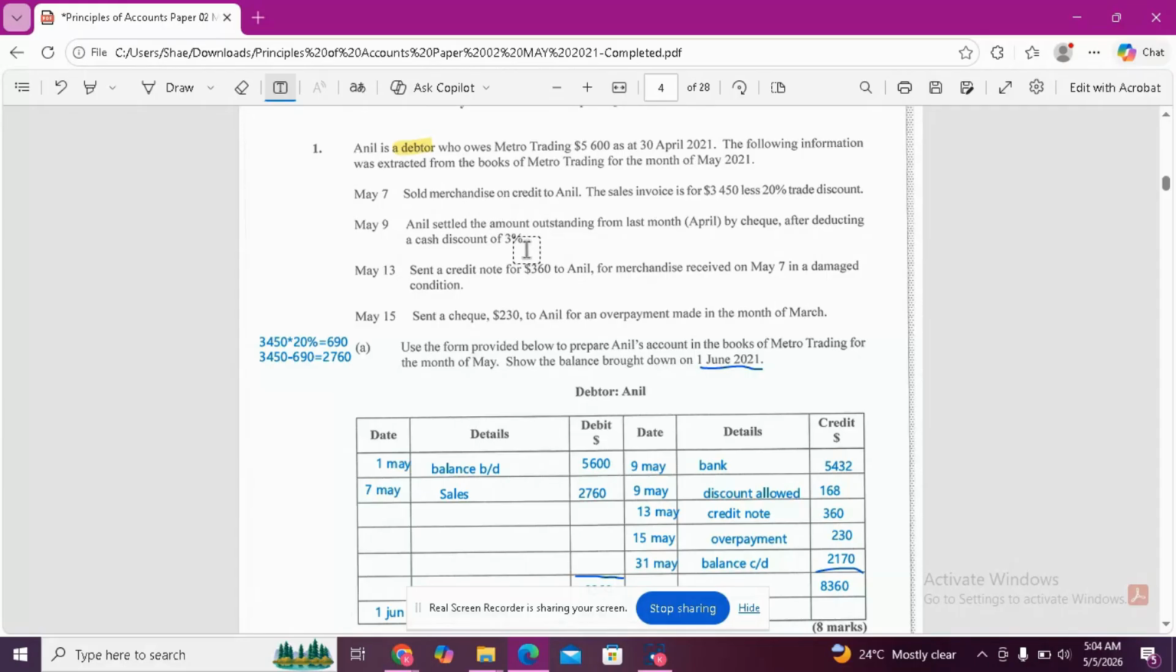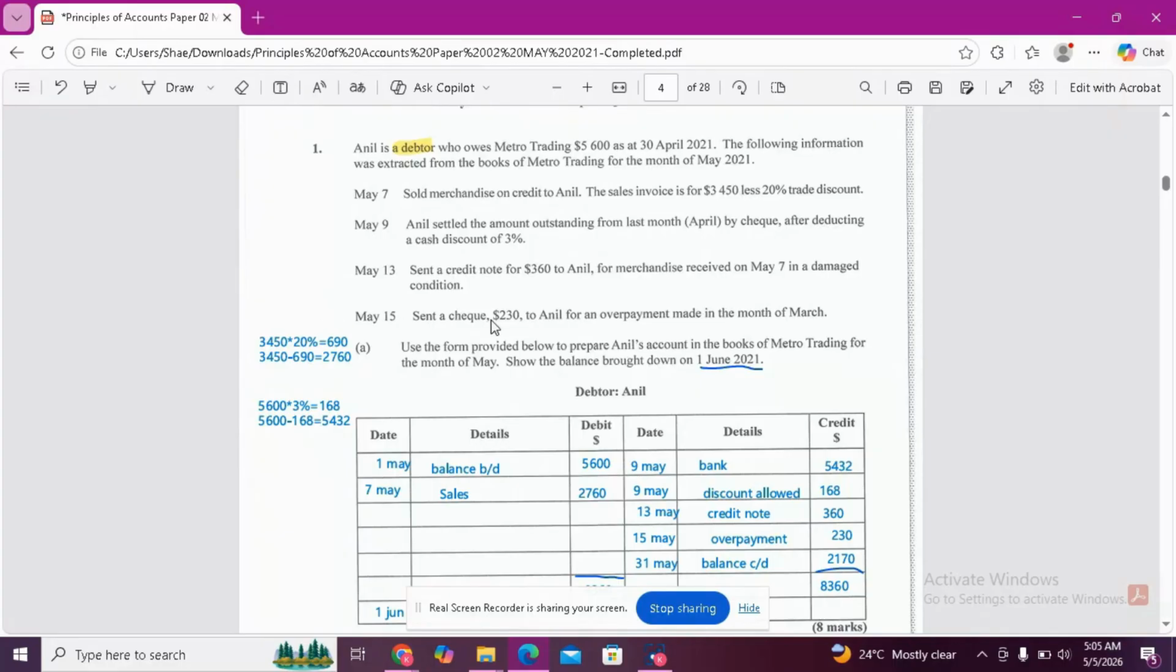Now on the 9th, Anil settled the amount outstanding from last month after deducting 3%. So you first have to ask yourself, how much did Anil have outstanding from last month? And that's 5,600. So we have to subtract the discount from Anil's payment. So we find 5,600 multiplied by 3%, which is equivalent to 168, and then we subtract 168 from 5,600, which is going to give us 5,432. And we record that on the credit side because when Anil makes a payment, it reduces her account.